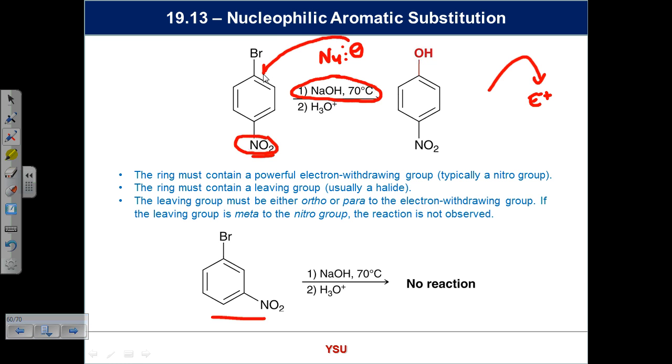Now the benzene is the electrophile reacting with a nucleophile. So this gets a different name. This is nucleophilic aromatic substitution, and it only happens under certain circumstances. It's fairly obvious to see when this will happen.